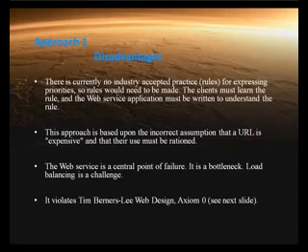This approach is based upon the incorrect assumption that a URL is expensive and that their use must be rationed. The web service is a central point of failure. It is a bottleneck. Load balancing is a challenge. It violates Tim Berners-Lee web design.